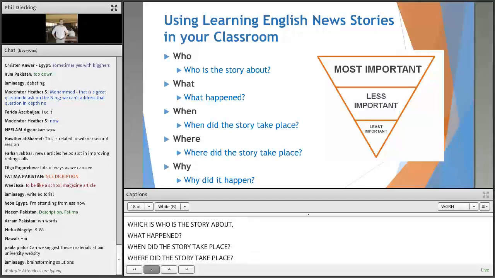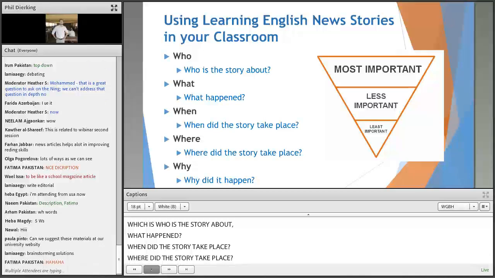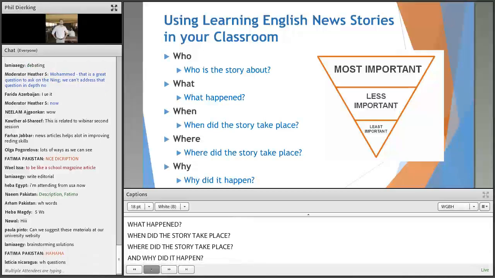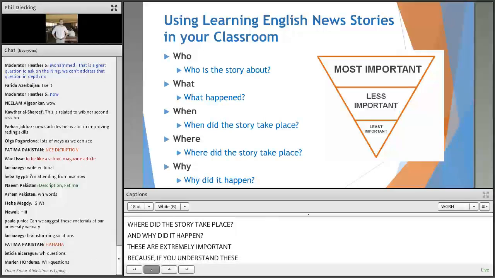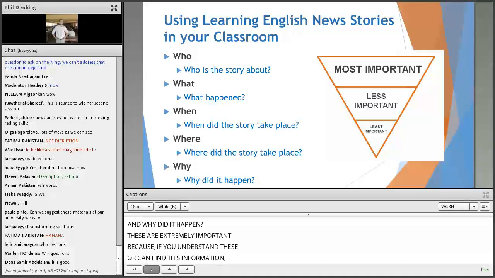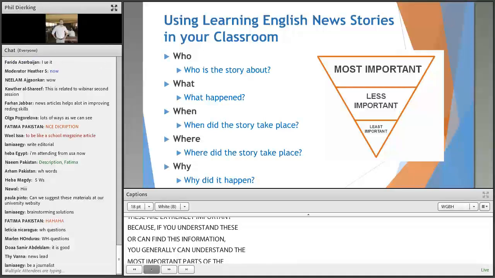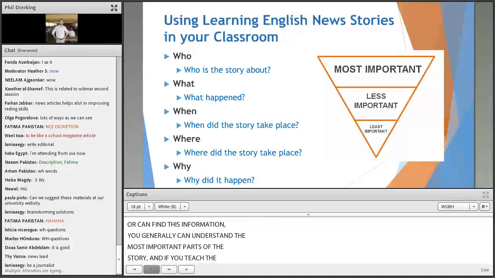These are extremely important because if you understand these or can find this information, you generally can understand the most important parts of the story. And if you teach your students to identify this information, there's a greater chance they can understand the article. And usually this is found in the first few paragraphs of a story anyways.